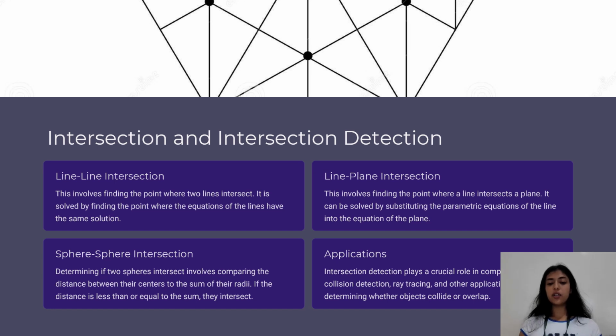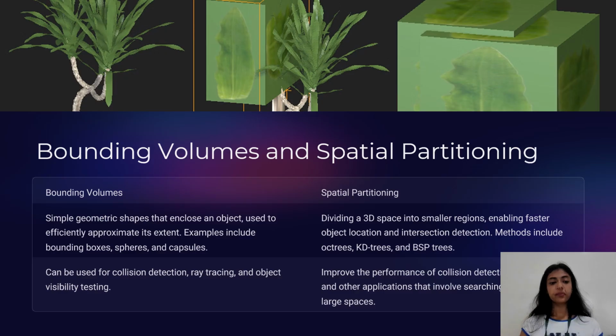Applications. Intersection detection plays a crucial role in collision detection, ray tracing, and other applications determining whether objects collide or overlap. Next are bounding volumes and spatial partitioning. Bounding volumes are simple geometric shapes that enclose an object, used to efficiently approximate its extent. Examples include bounding boxes, spheres, and capsules.